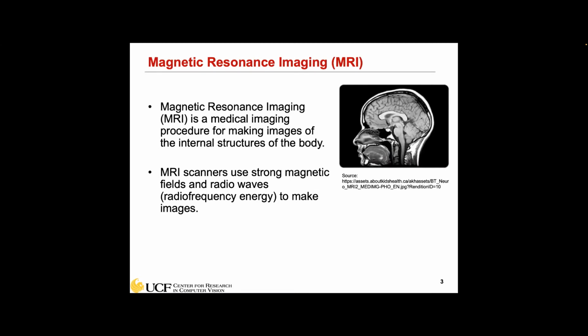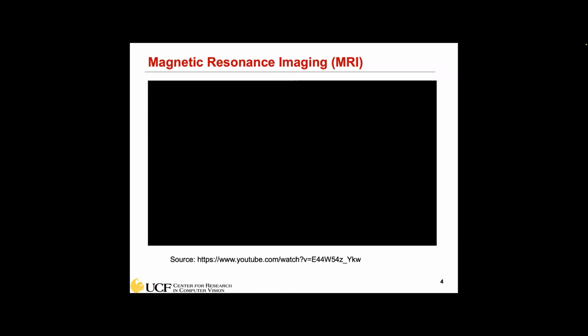But the MRI scanner uses strong magnetic fields and radio waves to make images, right? Not like X-ray and CT, which use ionizing radiation. For MRI, it uses strong magnetic fields and radio waves to make those images. Here, I want to show a video just to give you an overview of what MRI can do and what the procedures are if you want to take an MRI scan.